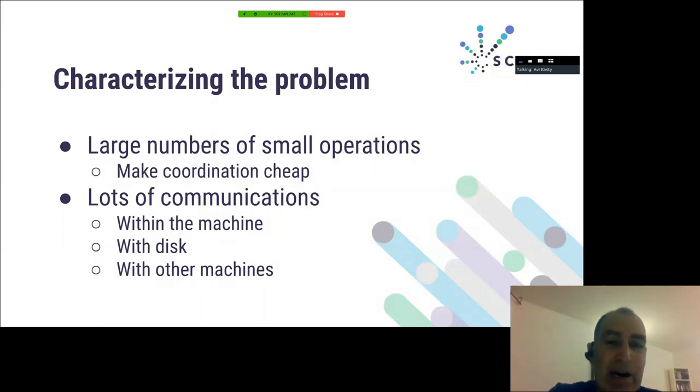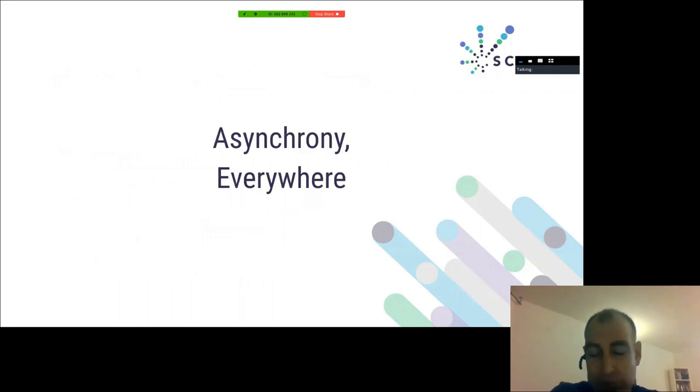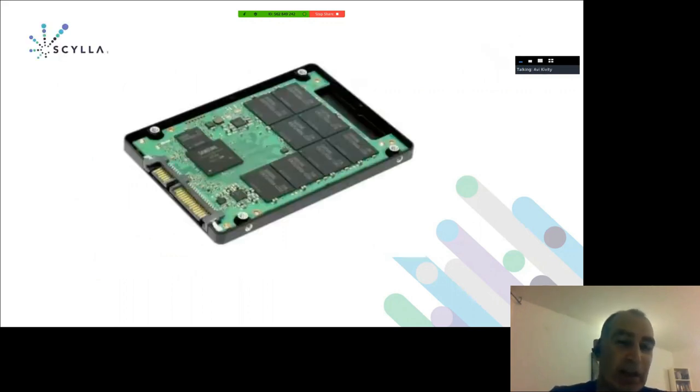Because we have a high disk to RAM ratio, we have to work with a significant percentage of cache misses. We can't assume that everything is cached, so we have a large amount of disk traffic. And of course, being a distributed database, there is a large amount of communication with other machines. Usually, if you have a replication factor of 3, then writes require 3 round trips, and the reads require 2 round trips for a quorum. So the solution to having lots of communication is to make everything asynchronous.